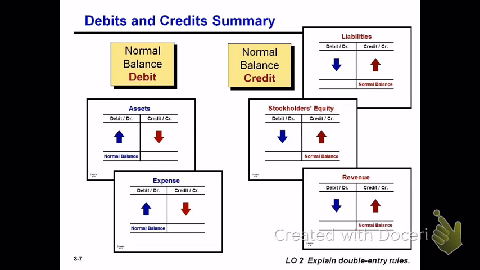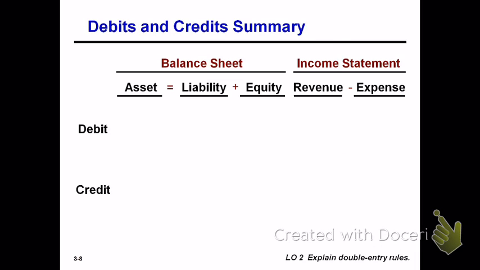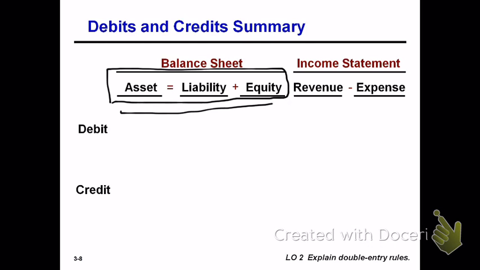You need to know the normal balance of accounts. So assets and expenses normally have a debit balance. Liabilities, stockholders' equity, and revenue normally have a credit balance. This is the accounting equation, and you need to always know that. And this is showing us the balance. This is, in effect, our T account here. The assets increase with debits. The liabilities and equity increase with credits generally.